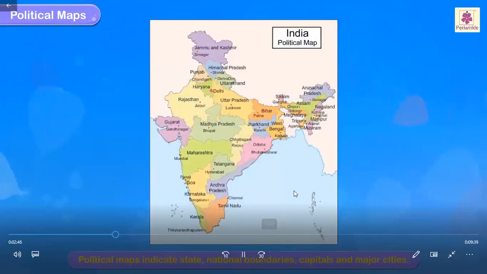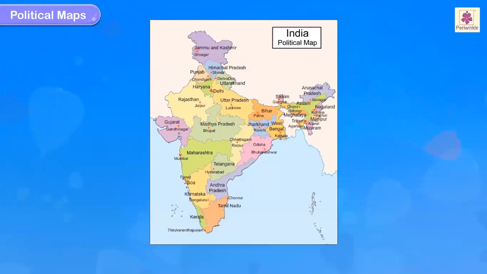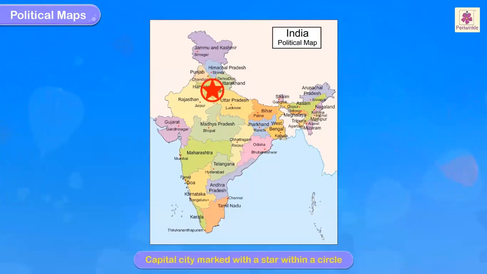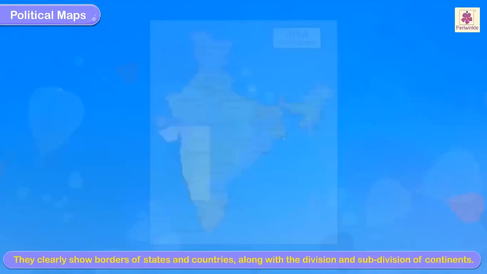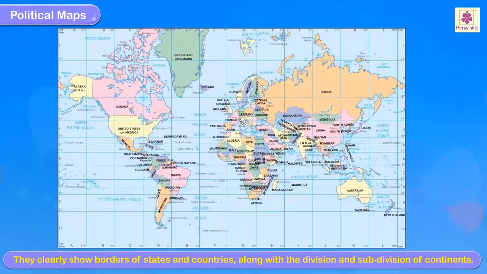Political maps indicate state and national boundaries, capitals, and major cities. A capital city is usually marked with a star within a circle. Political maps clearly show borders of states and countries, along with the division and subdivision of continents.